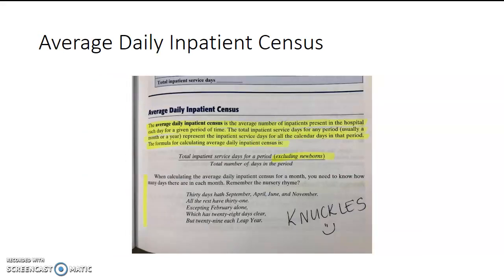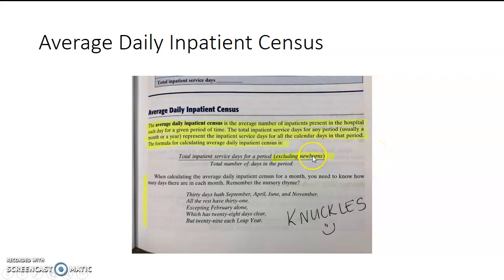All right, we talked about that. Okie dokie, so the average daily inpatient census on page 43, and you'd be like, why in the world does she have knuckles written right there? And so that is when I wish I had my webcam plugged in to show you what I mean by knuckles, and I just may do that here in a minute because this video is getting ready to run out. So the average daily inpatient census is the average number of inpatients present in the hospital each day for a given period of time. The total inpatient service days for a period, usually a month or a year, represent the inpatient service days for the calendar days in that period.